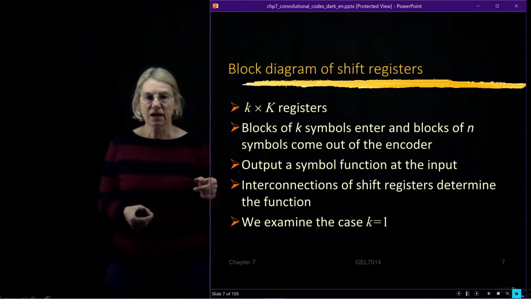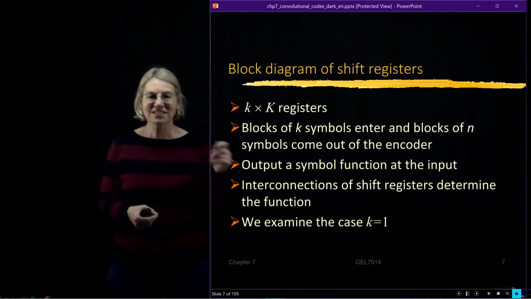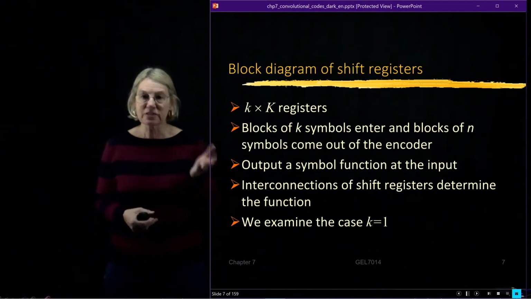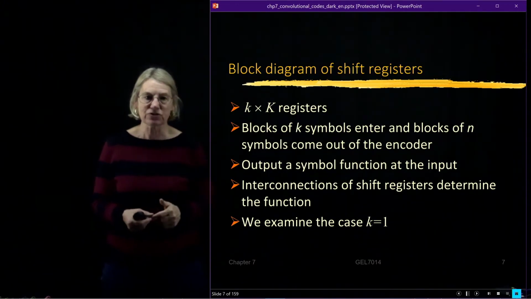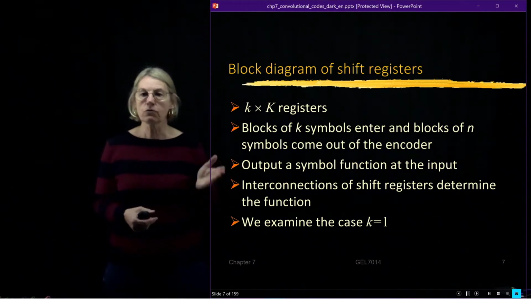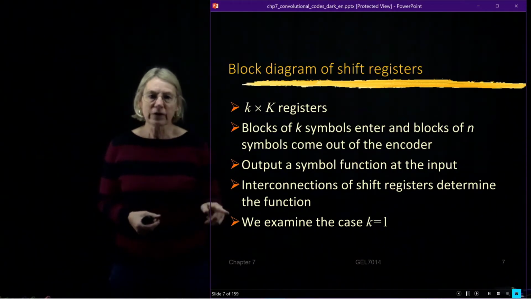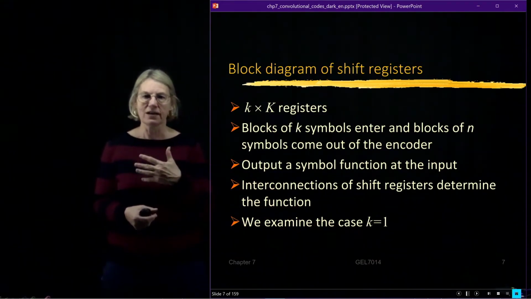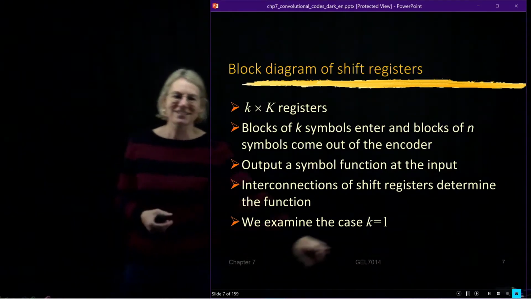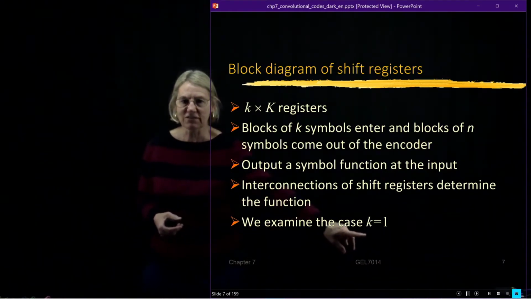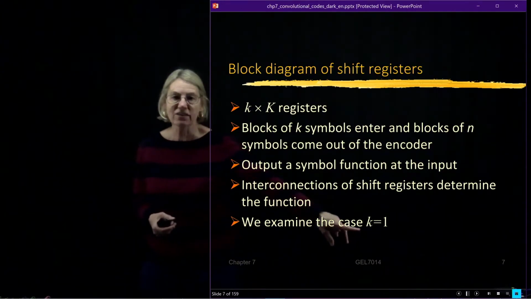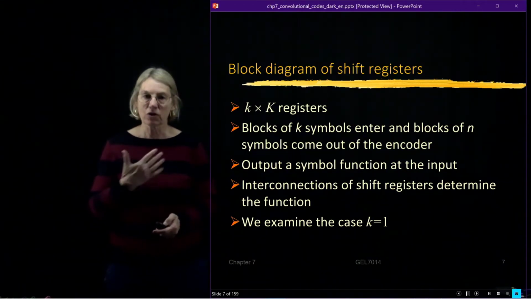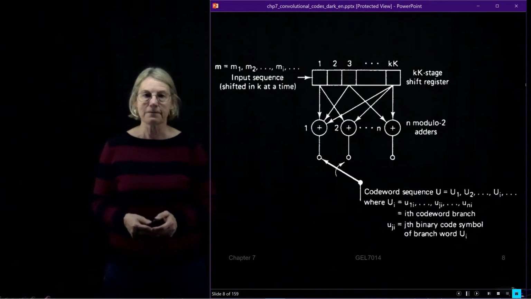The output is a function of the symbol at the input. The interconnections of the shift registers, as we'll see in this implementation, determine the actual code function. Now, we're going to examine the case where lowercase k equals 1 because it's a whole lot easier to visualize and to understand. But computers, of course, have no problem scaling up to a more advanced version of this, and in fact most codes will use a larger k than 1, but for our purposes of pedagogy, we're going to be looking at the lowercase k equals 1 case.